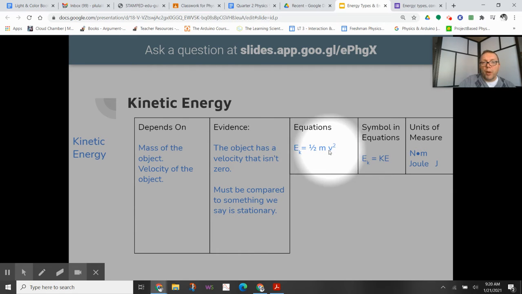And then the equation for kinetic energy: 1/2 times the mass in kilograms, and then the velocity squared. But just the velocity squared, not the whole thing squared, just the velocity. Okay, dokie. All right. So we have 10 minutes left.